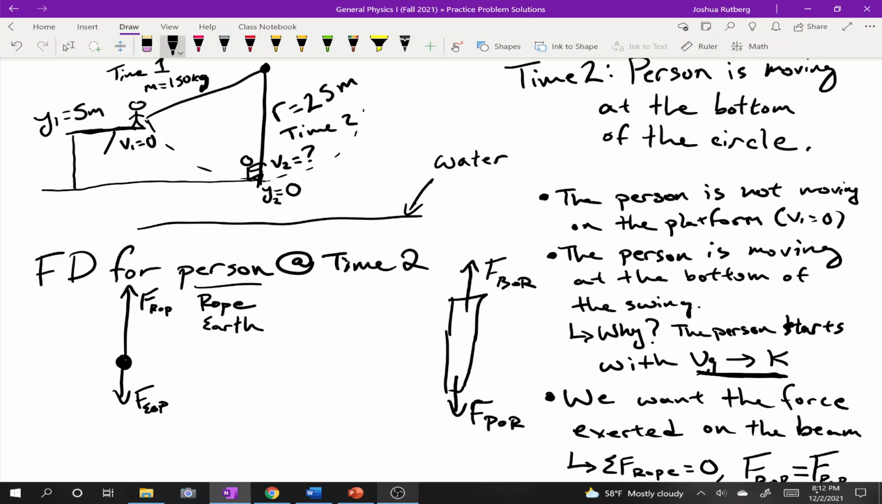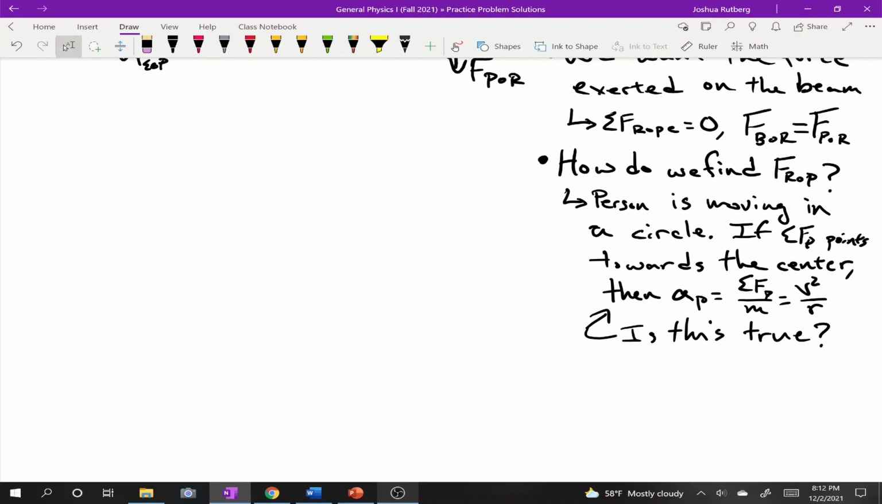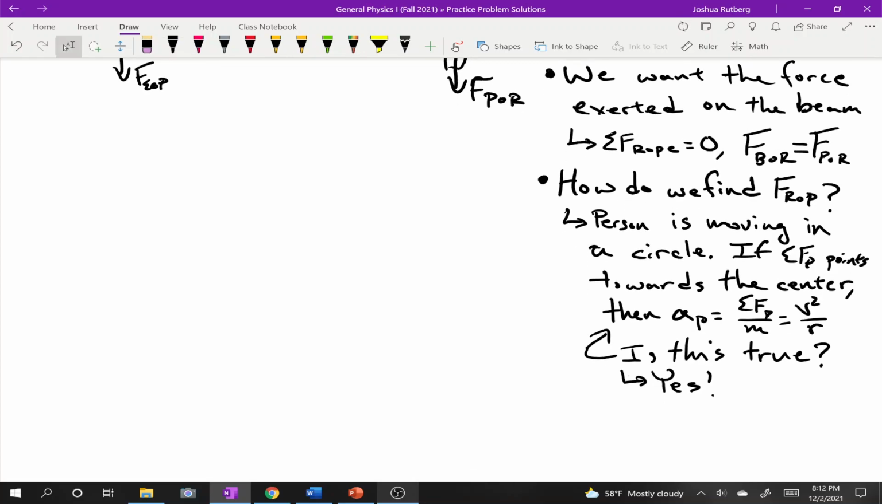So does the sum of these forces point straight up towards the center of the circle? And it looks to me like yes, it does. The sum of these forces is going to be the force the rope exerts on the person minus the force the earth exerts on the person. Both of those are vertical, and therefore the force will be vertical. So my answer to is this true is going to be yes, I can. So now I can use v squared over r as the acceleration of the person at that point along the path. And so I need to know the v.